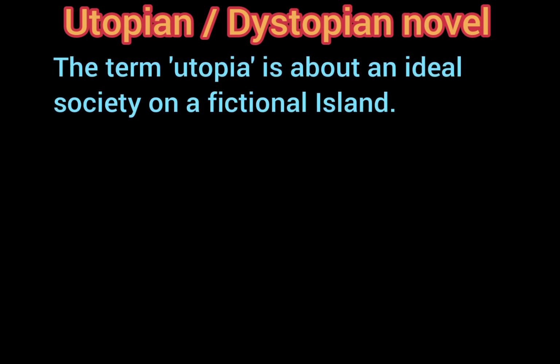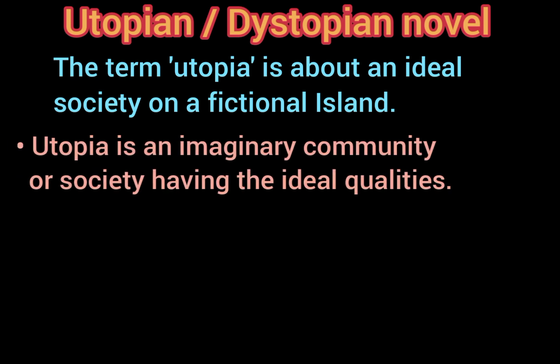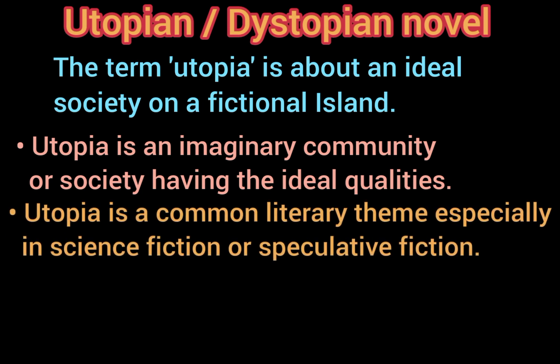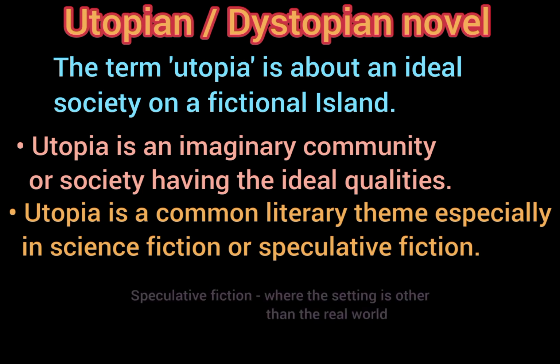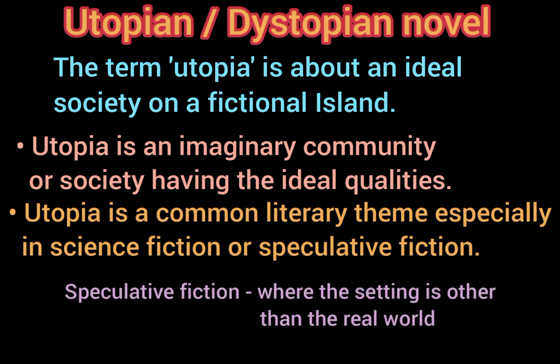Then we shall turn to Utopian or Dystopian novel. What is a Utopian novel? The term Utopia is about an ideal society on a fictional island. Utopia is an imaginary community or society having ideal qualities. Utopia is a common literary theme, especially in science fiction or speculative fiction. Speculative fiction means the setting is other than the real world, where supernatural or other imagined elements are involved.